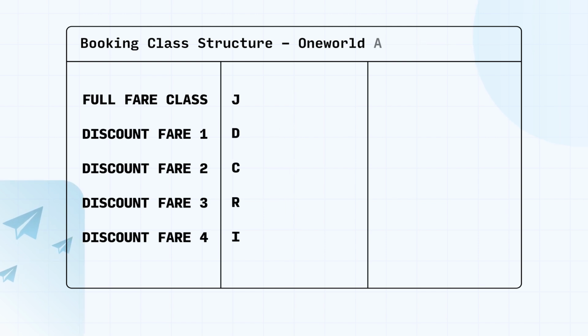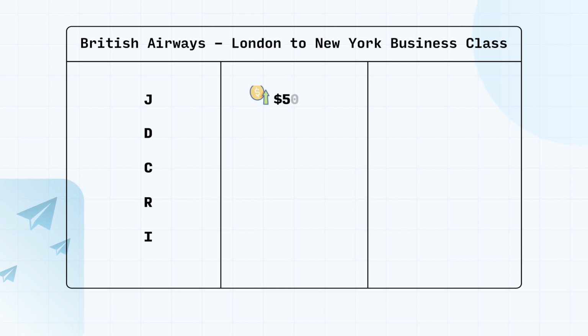But let's use some hypothetical numbers so it's a bit clearer. Let's assume that British Airways sets the full fare business class flight from London to New York to be $5,000. Because they know it's unlikely they sell all the business class tickets at $5,000, the airline will then set some rules for when the discounted fares apply.